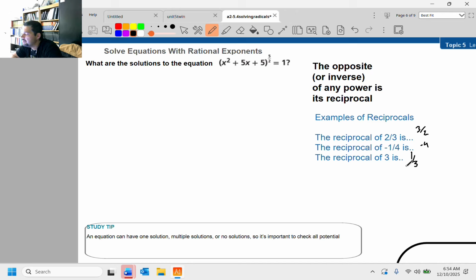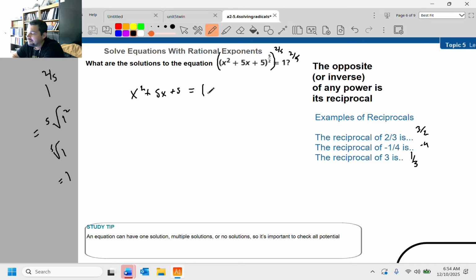This is not perpendicular slope from geometry. So anywho, what are the solutions to this equation? Well, what we're going to do is raise both sides to the reciprocal. And the reciprocal of 5 halves has always been 2/5, and it always will be. Now, that's going to free up x squared plus 5x plus 5, and I know that some of you guys are confused about notation, but 1 to the 2/5 is saying, think about your p over r notation, the 5th root of 1 squared. 1 squared is still 1, and the fifth root of 1 is 1. Wasn't such a bad problem after all.